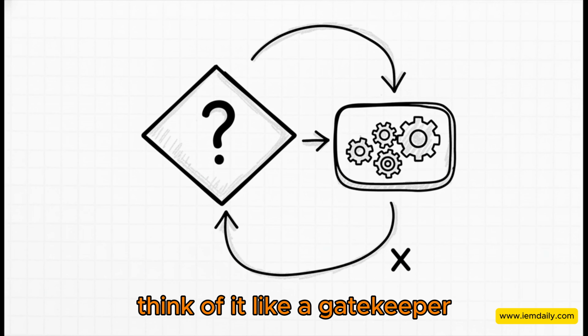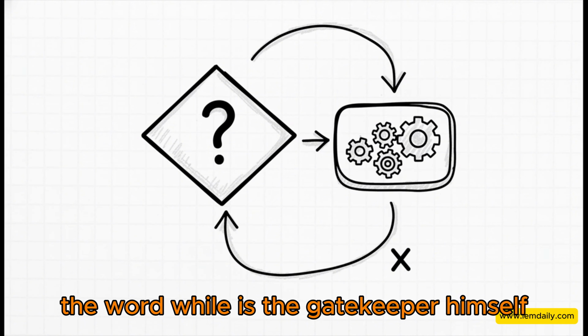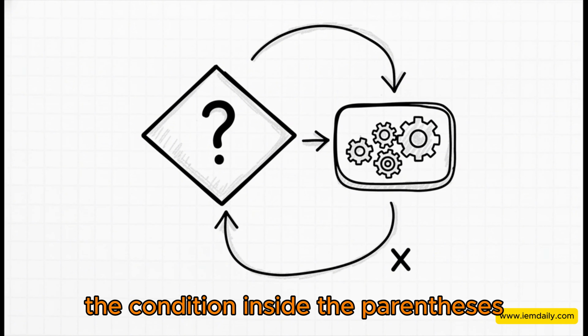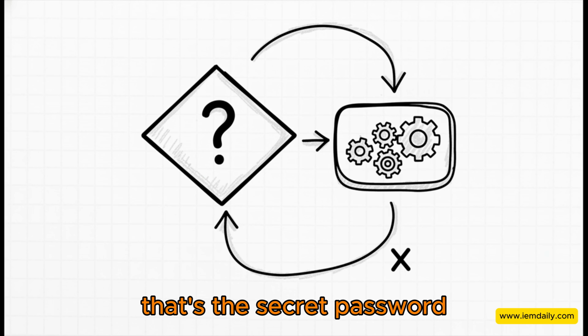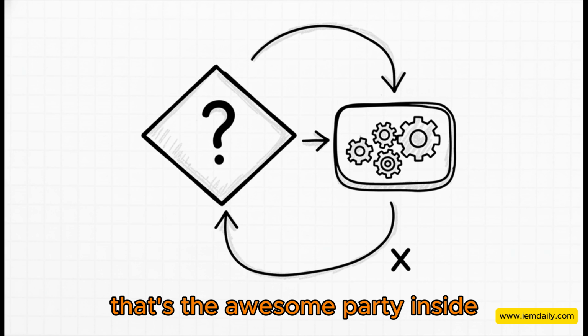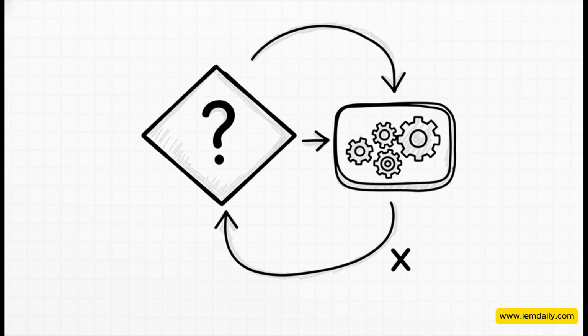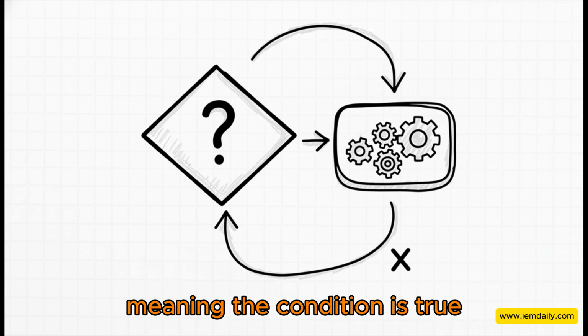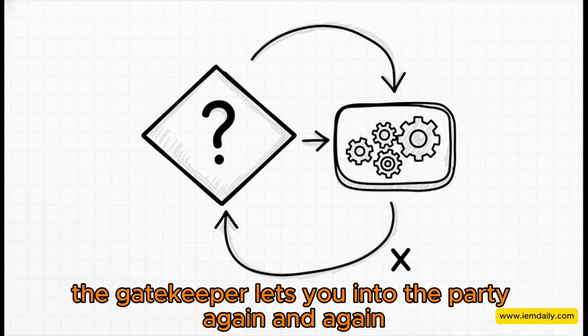Think of it like a gatekeeper. The word while is the gatekeeper himself. The condition inside the parentheses, that's the secret password. And all the code inside the curly braces, that's the awesome party inside. As long as you give the right password, meaning the condition is true, the gatekeeper lets you into the party, again and again.